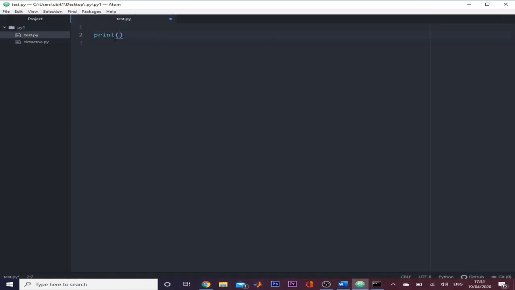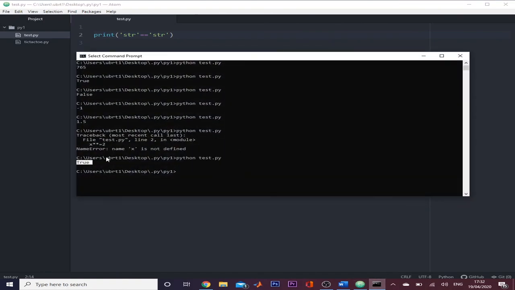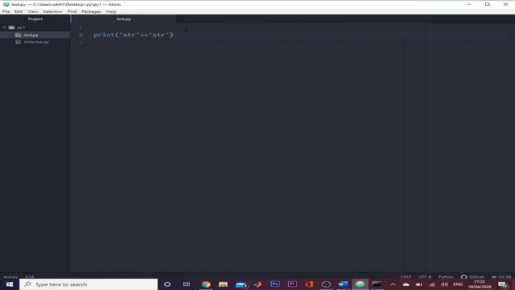So here I am writing a string which is str, and again I am writing the same string str. And now if I put the comparison operator double equal, which means that if these both strings are equal, as they are, this print statement will print us a true. So here you can see that it is true.